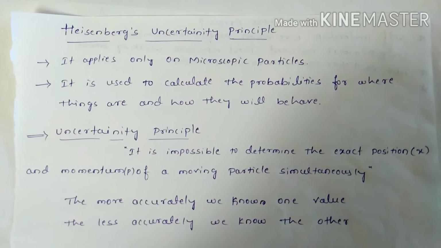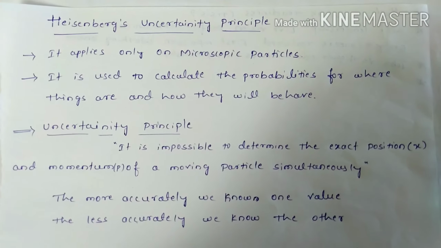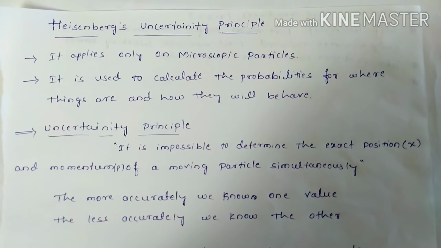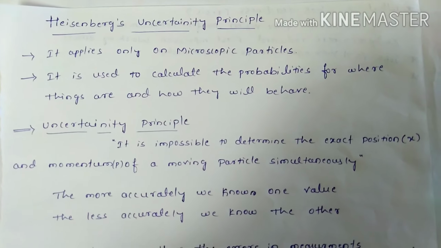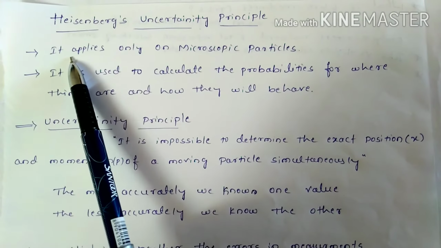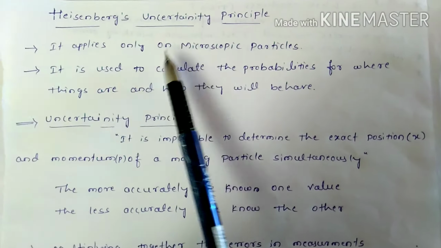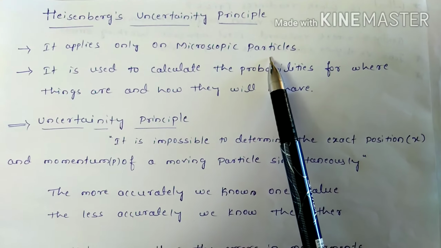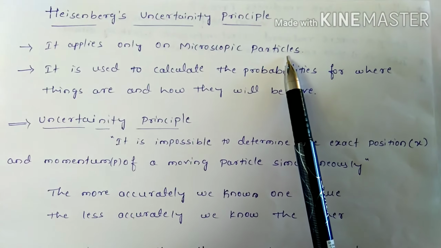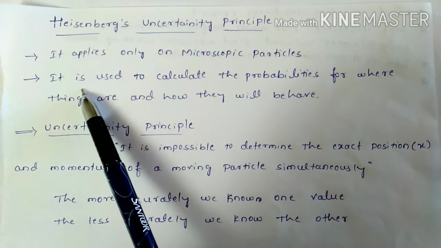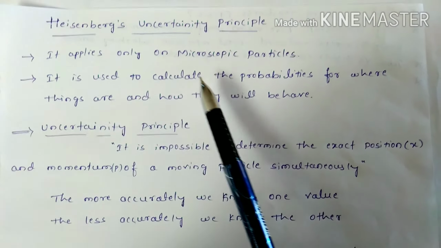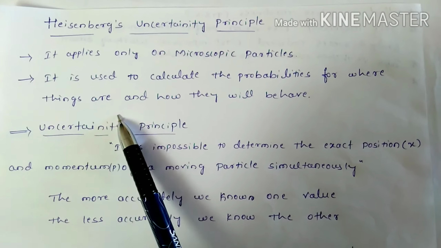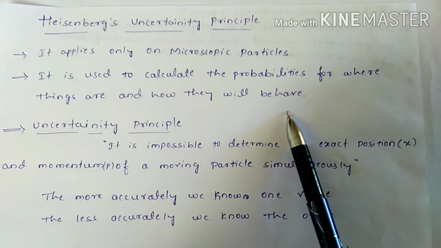Before starting the Heisenberg uncertainty principle, we will see where we can apply it. The Heisenberg uncertainty principle applies only to microscopic particles. You can apply it only for microscopic bodies or microscopic particles. It is used to calculate the probabilities for where things are and how they will behave.